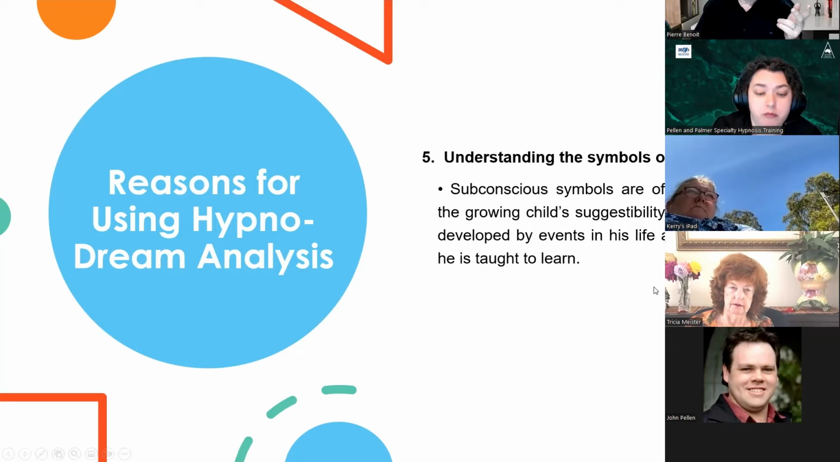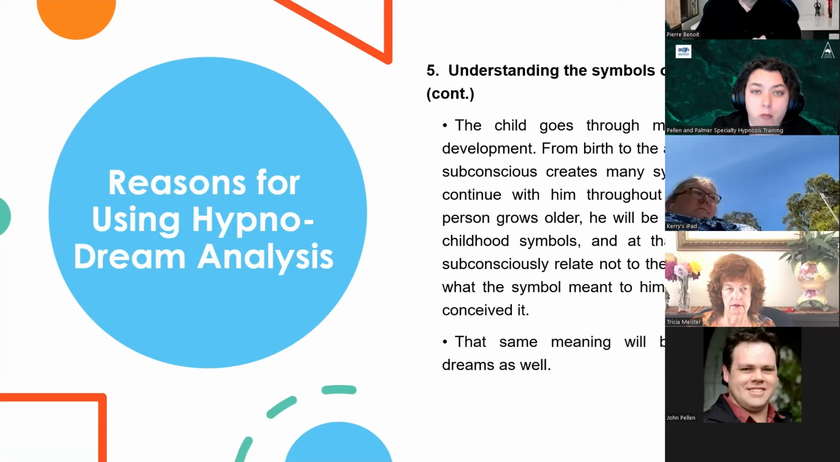Another reason is to understand the symbols of the mind. Subconscious symbols are often created as a growing child's suggestibility is shaped and developed in the person's life, and the way that he or she is taught to learn. So the child goes through many stages of development. From birth to the age of 8, his subconscious creates many symbols that will continue with him throughout his life.